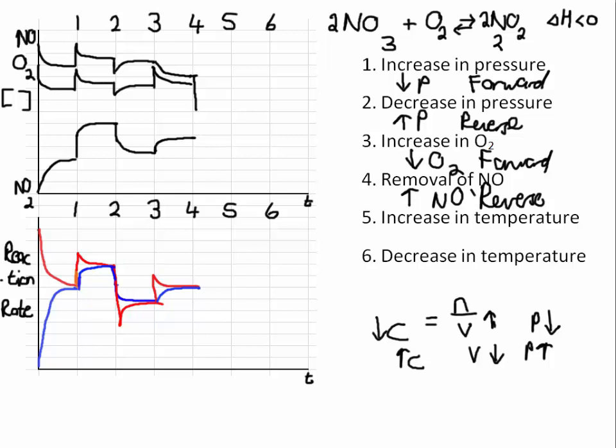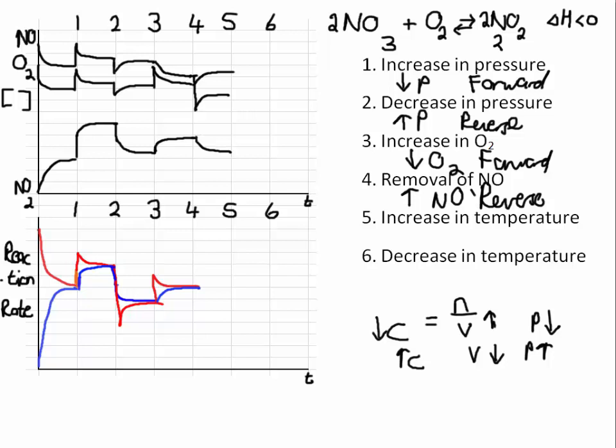So remember, we want to increase the concentration of the NO, and therefore what we see is that there's a gradual increase because the reverse reaction is favored. Also, there will be a gradual increase in our O2, and therefore a gradual decrease in our NO2.